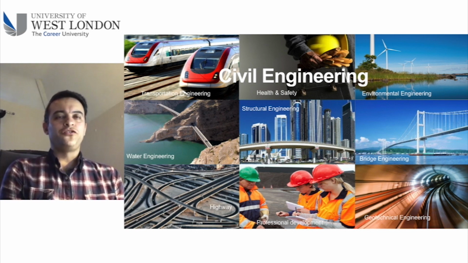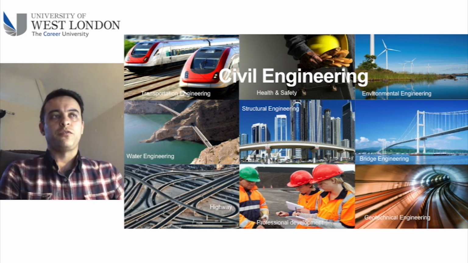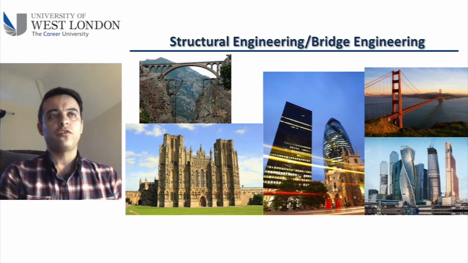Okay, so civil engineering is basically a multidisciplinary course, and it covers a variety of fields of civil engineering. It can start with, for example, structural engineering, and also includes water engineering, geotechnical engineering, environmental engineering, bridge engineering, and highway engineering. For structural engineering and bridge engineering, there are structures that were built many centuries ago, and modern buildings and structures like towers are the work of civil engineering.